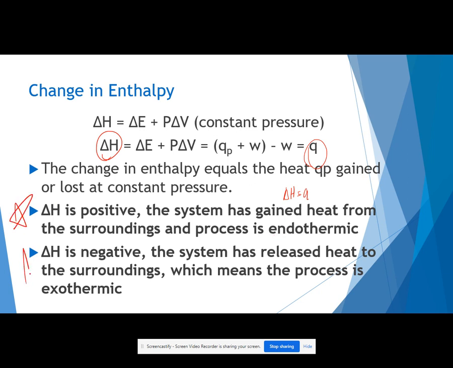So if you're going to write down anything, I'm going to start again. If delta H is positive, we have gained heat. We're endothermic. Heat has entered. If it's negative, the system released heat, and that means it's exothermic.